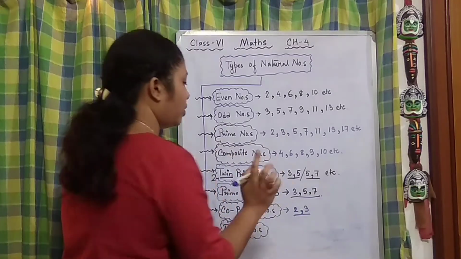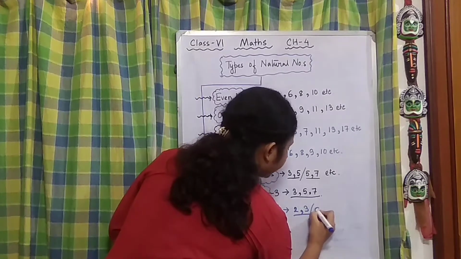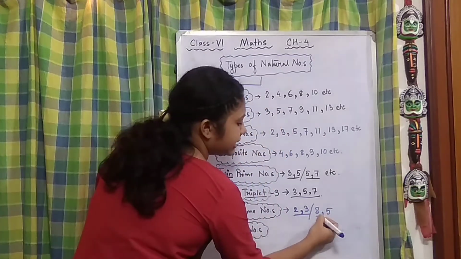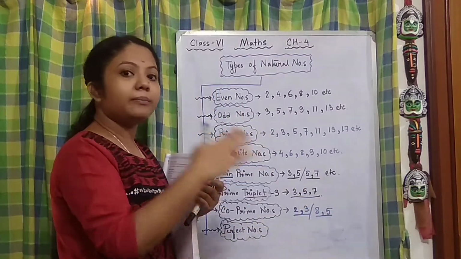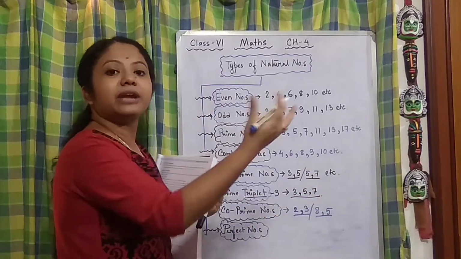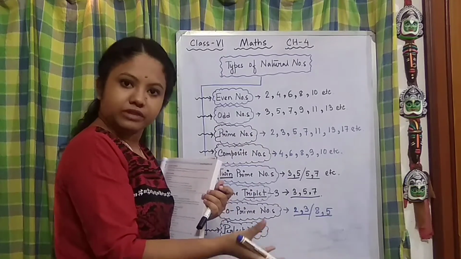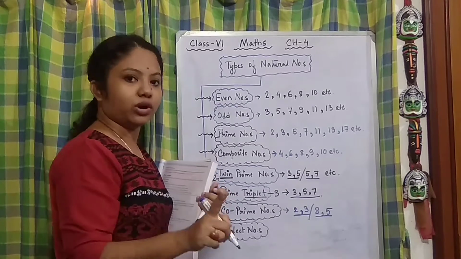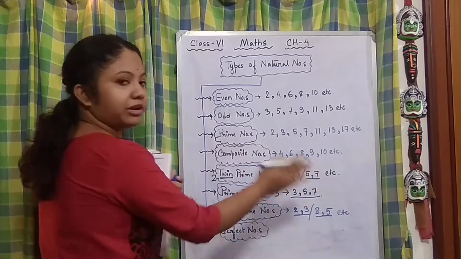So what other kind of numbers can we take? Say 8 and 5. Here 8 is an even number and not a prime number, but 8 and 5 are prime to each other because they don't have anything in common other than 1. They have only one factor between them, that is 1. So they are called co-prime numbers.